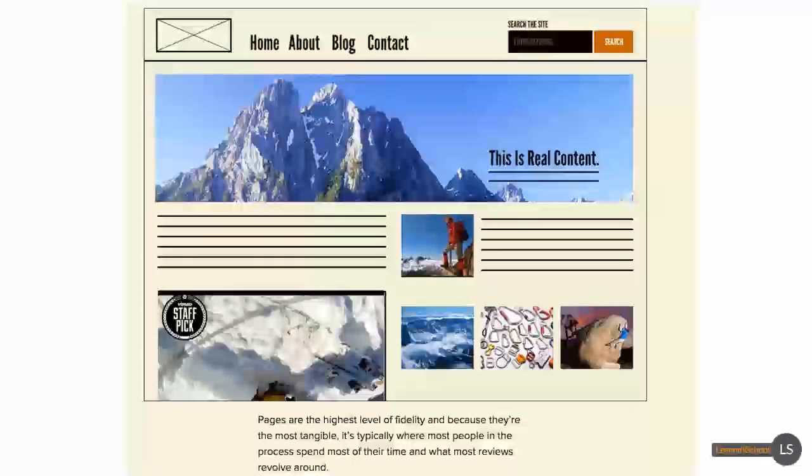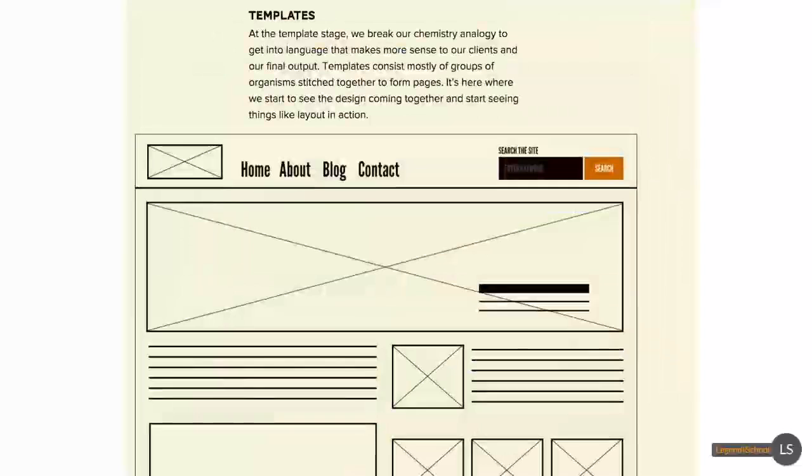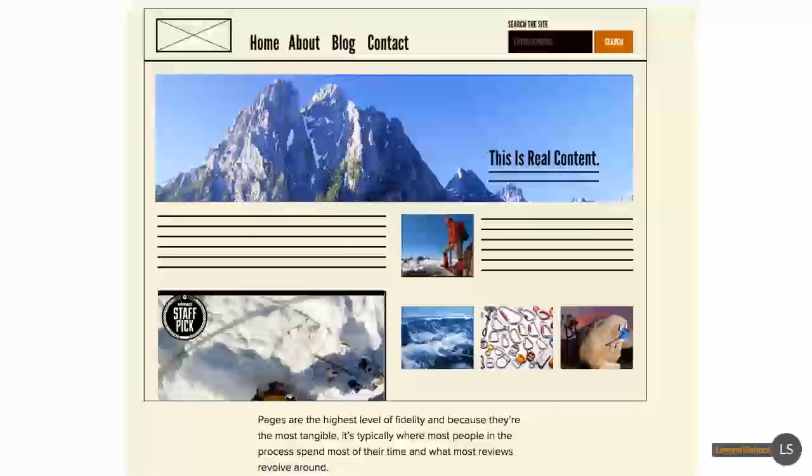And then finally, pages. You can think of a page as an instance of a template. This is where you can start adding some real content and photos to see how it works. In terms of wireframing, though, I want you to think about this level of fidelity as opposed to this level of fidelity.